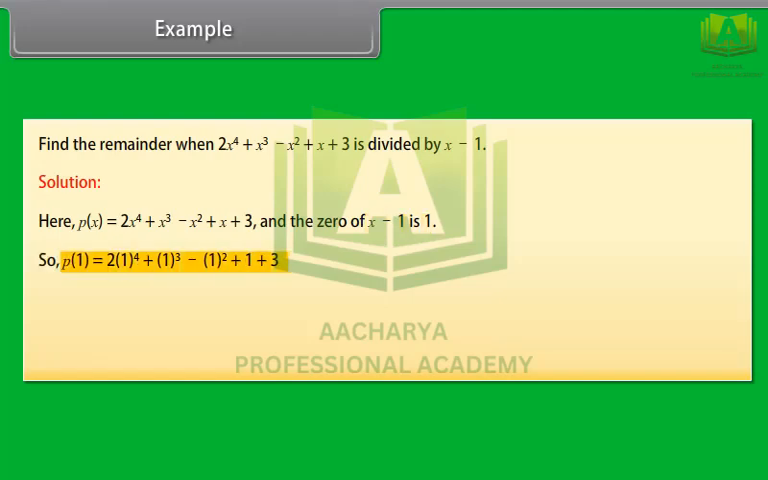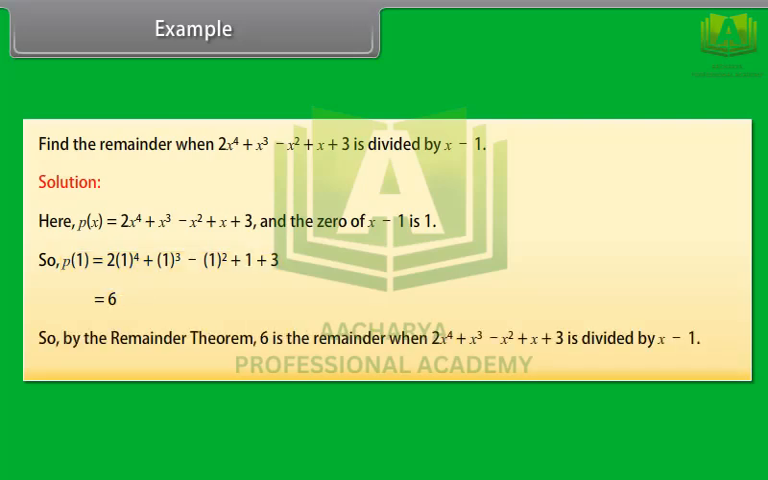So, p(1) is equal to 2 into 1^4 plus 1^3 minus 1^2 plus 1 plus 3, which is equal to 6. So, by the remainder theorem, 6 is the remainder when 2x^4 plus x^3 minus x^2 plus x plus 3 is divided by x minus 1.